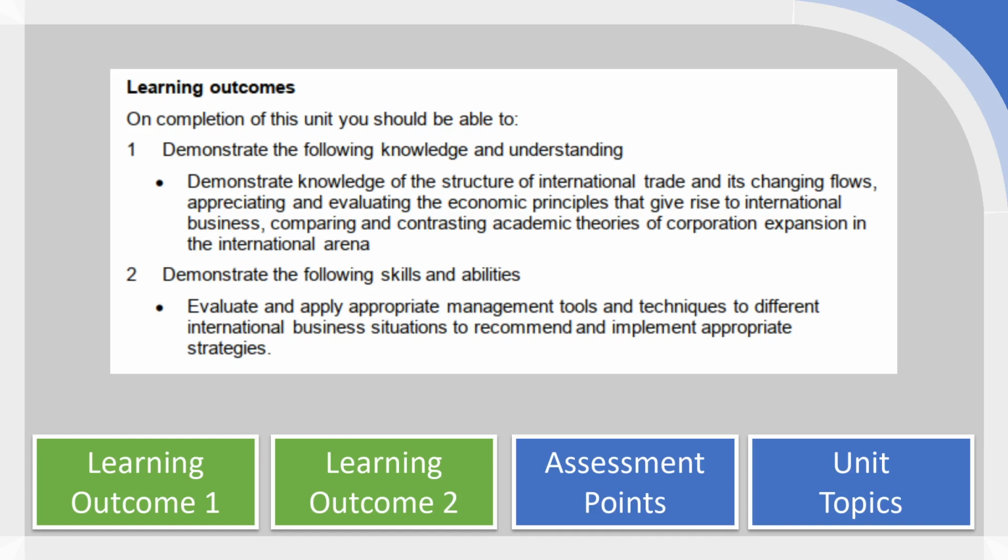The second learning outcome is relating to skills and abilities. So we need to demonstrate that you're able to both understand but also apply appropriate tools and techniques. So we're going to do this through the assessments to actually handle and recommend appropriate strategies for particular international business situations. And we're going to do this in both the first and second assessment. So as well as the broader trends and configuration of the international arena, we also want to look at specific tools and techniques that can be used.